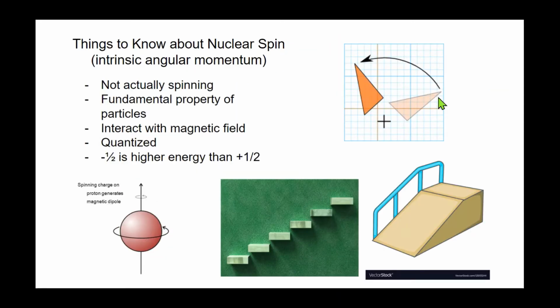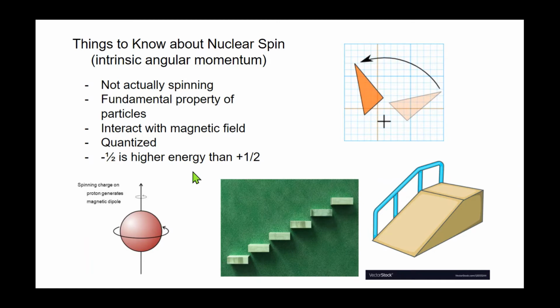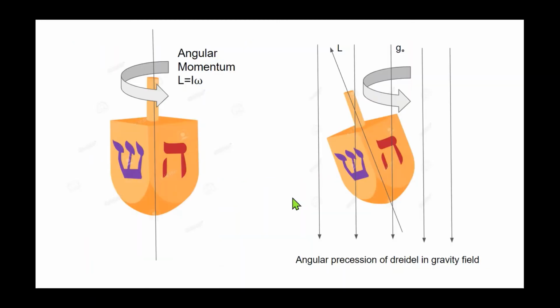To review, spin does not mean rotation. It is simply a property of matter that exists in certain states that we assign somewhat arbitrary numbers to differentiate. This spin creates a magnetic moment that interacts with other magnetic fields. The value of the spin is quantized and can only exist in certain states with no in-between. And in the case of the proton, these states are +1/2 and -1/2, with the +1/2 being favored.